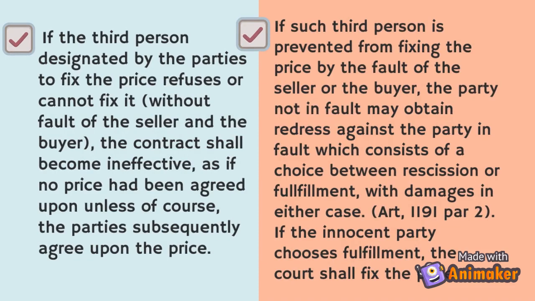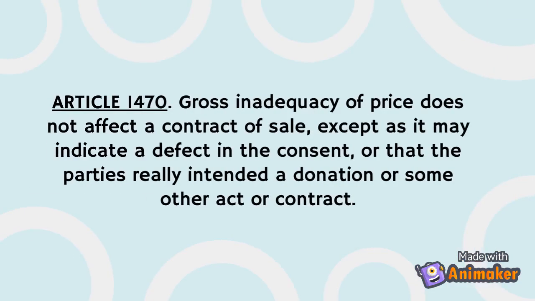Article 1470. Gross inadequacy of price does not affect the contract of sale, except as it may indicate a defect in the consent, or that the parties really intended a donation or some other act or contract.